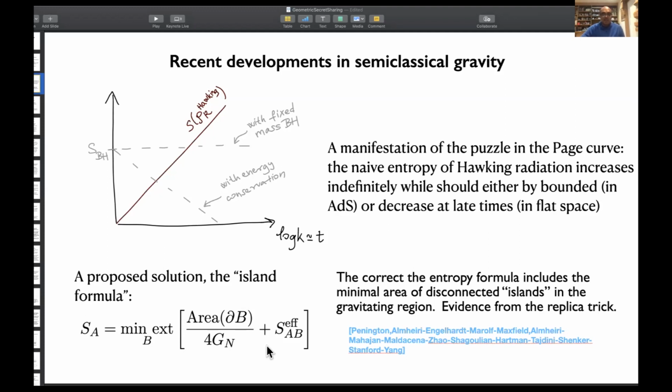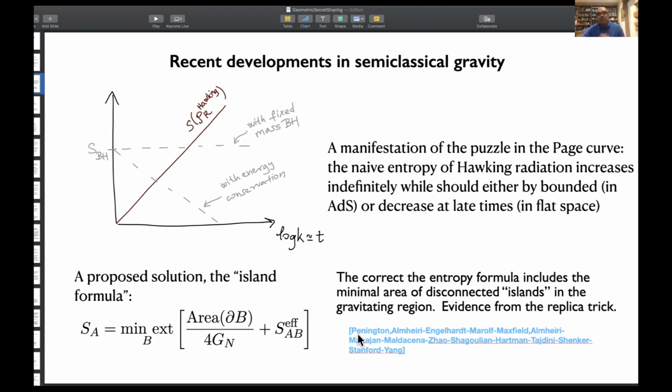And so this, at first glance, looks very surprising, or it looks like, well, it's an analysis of making sure you get the correct answer. But the interesting thing is that there has been explicit evidence given from the replica trick and Euclidean gravity that a formula like this may be true.